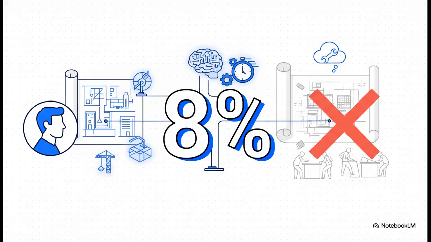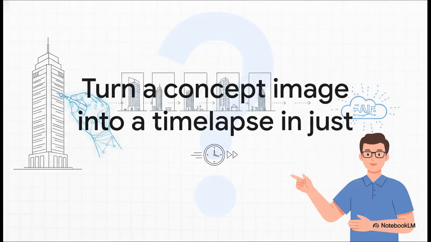So get this, a recent report from the American Institute of Architects found that only about 8% of architecture firms have really truly integrated AI. That means the other 92% are probably working way, way harder than they need to be. And that brings us to the big question for today. What if you could take one single beautiful concept image and spin it into a complete cinematic construction time lapse? Not in weeks like it used to take, but in just a handful of hours. Well, you can, and I'm going to walk you through the entire workflow right now.